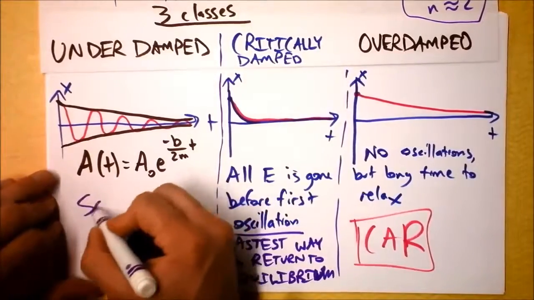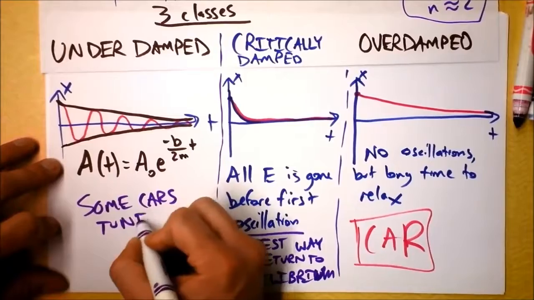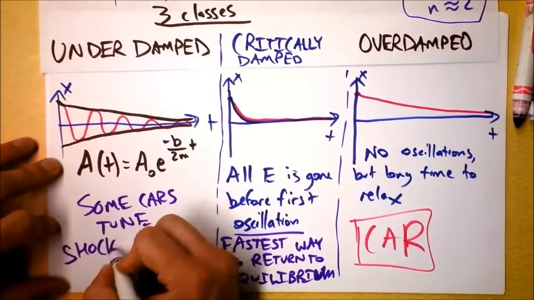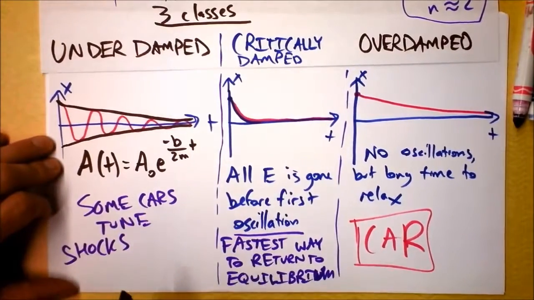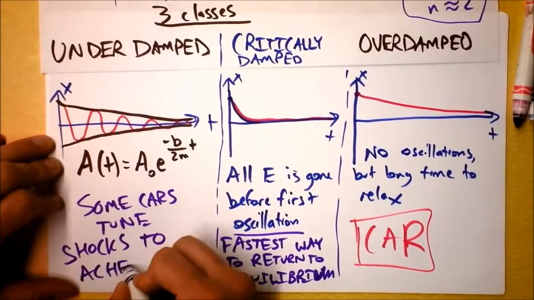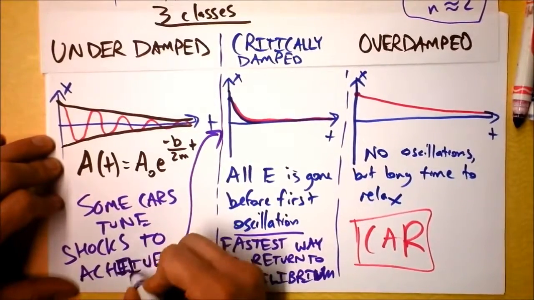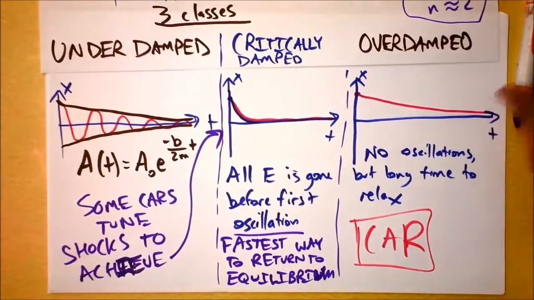Awesome. Some cars tune their shock absorbers so that you can always achieve that. I think it's I before E, even in achieve. There we go. Maybe it's not. Correct me if I'm wrong.